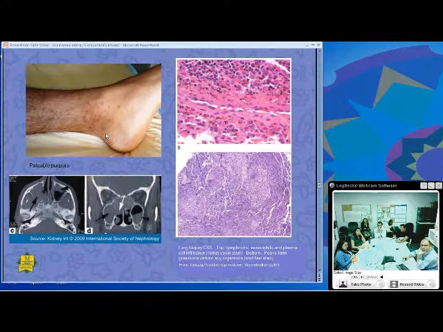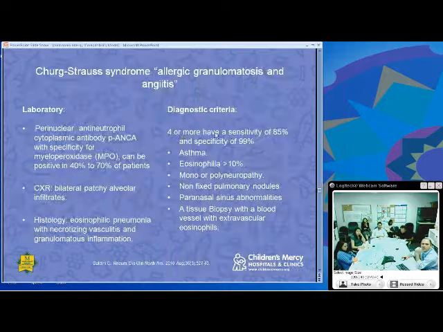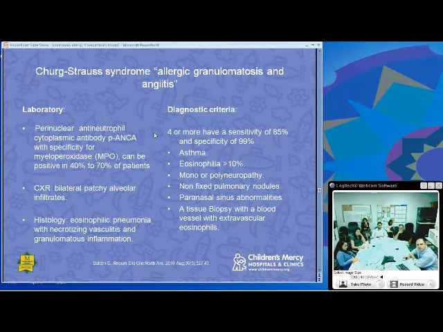This is an example of a patient with palpable purpura. A CT of the sinuses shows very significant opacification; you don't see pretty much any lumen here, and there is an air-fluid level here. And then you see the typical pathology with granuloma formation, a very mature granuloma formation with eosinophils, and the eosinophils are mainly outside of the blood vessels. So I will discuss that.